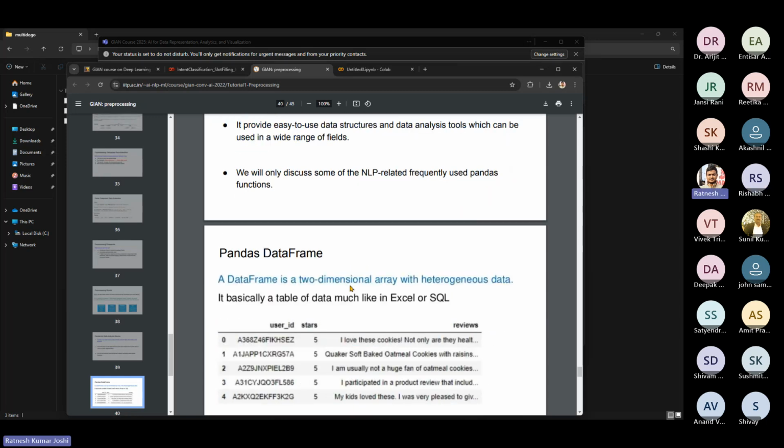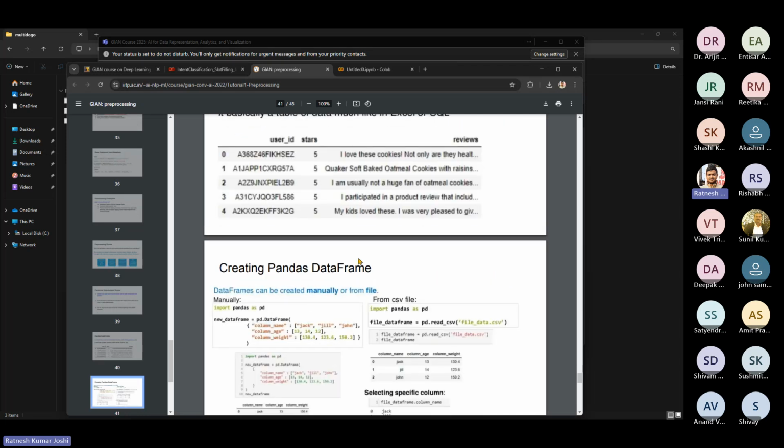Now we'll be going through one of the most common methods to pre-process our data, right?